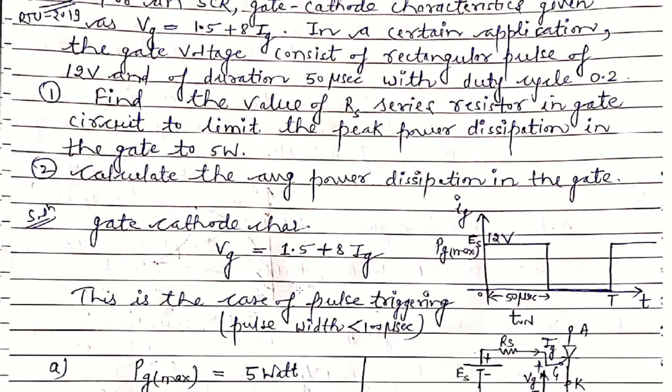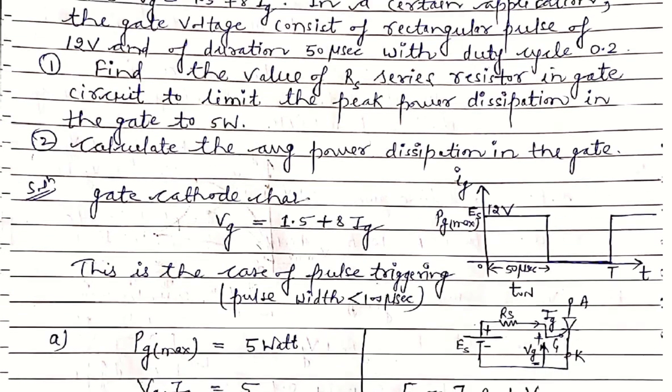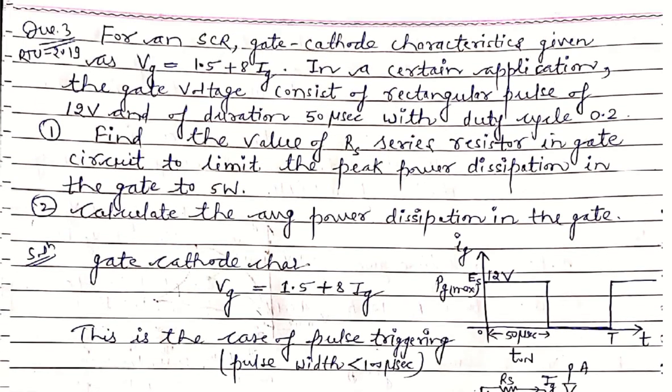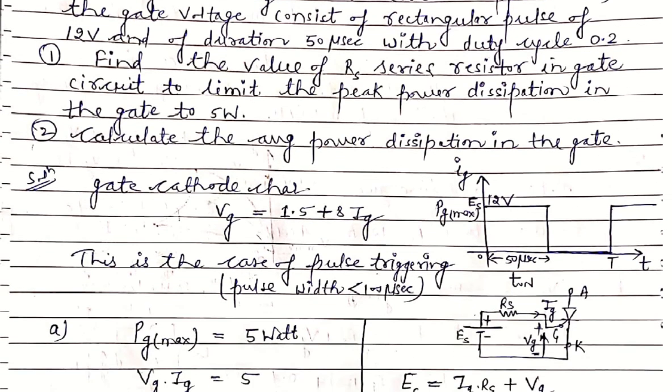Now, in this problem, it is pulse gate triggering. Why? Because our pulse width is less than 100 microsecond. We already discussed in the previous lectures that when the pulse width is less than 100 microsecond, it is always a case of pulse triggering. So now we solve the problem.